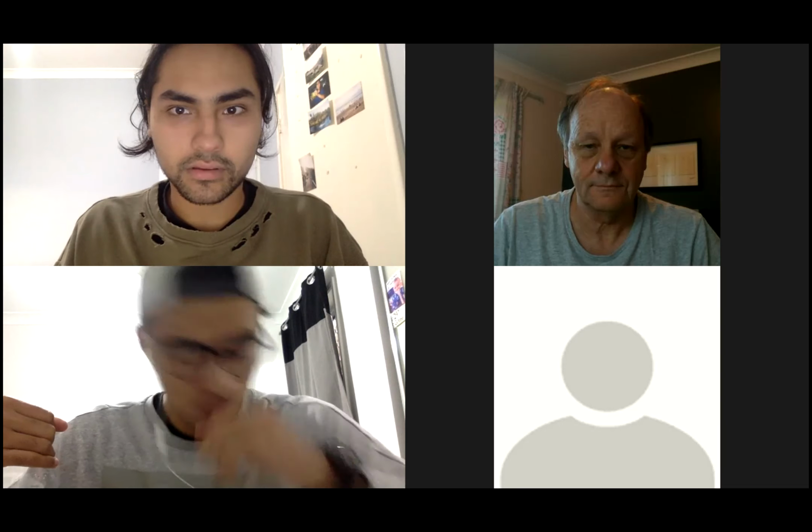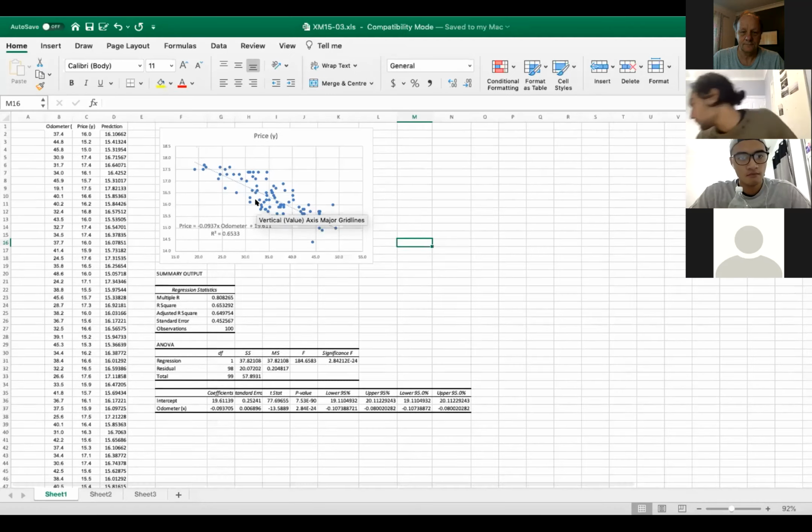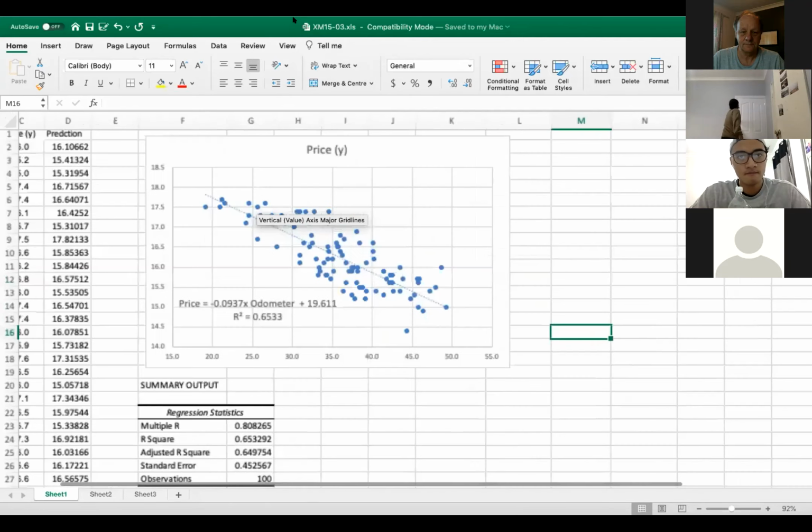I got for the prediction for the first value, when I did the formula, negative 0.0937 times odometer plus 19.611, I got 16.1. Then maybe you tick the box that says it must go through the intercept or something. You want to share your screen? Let me see. Yeah, no, it's the same.